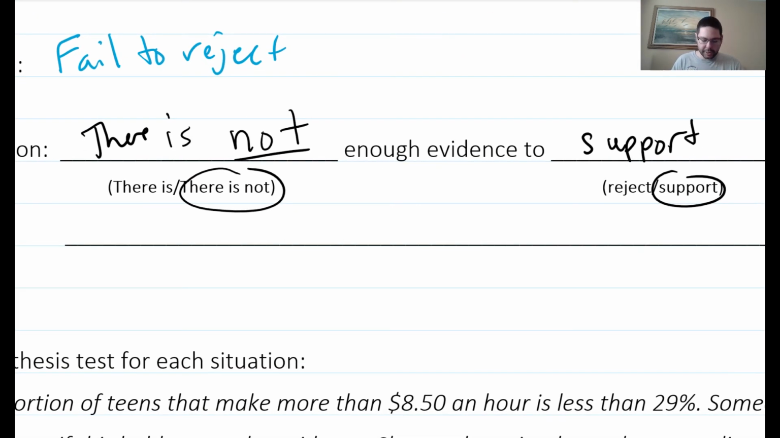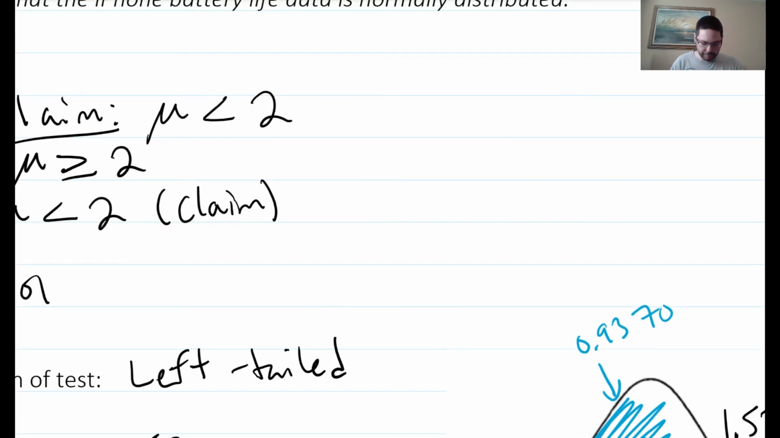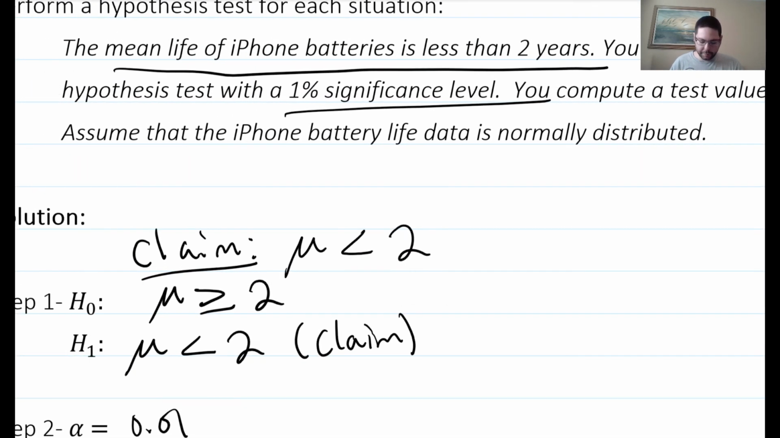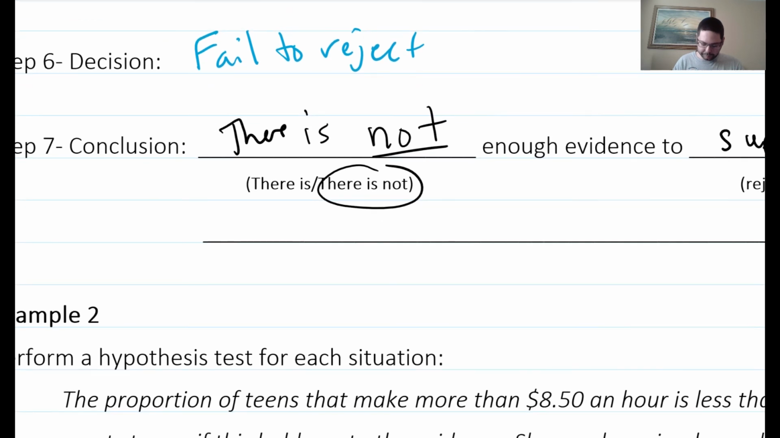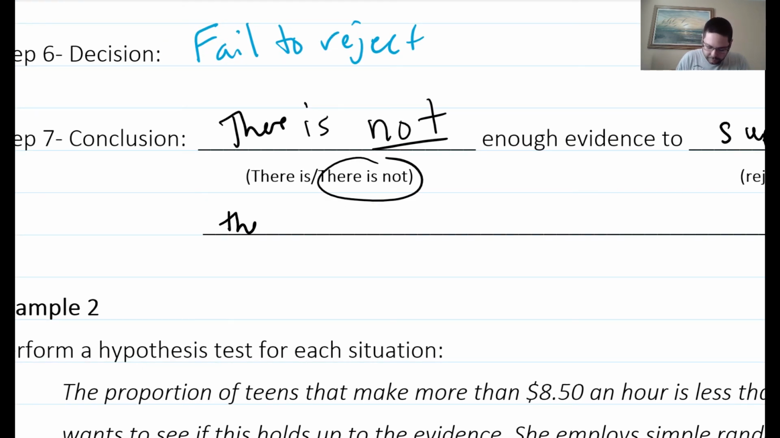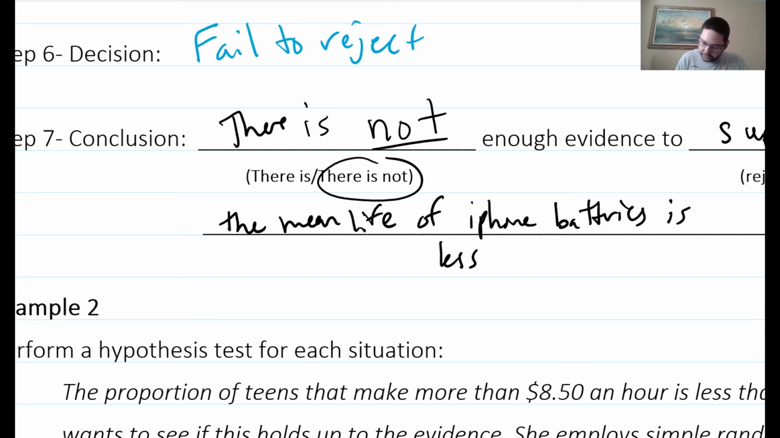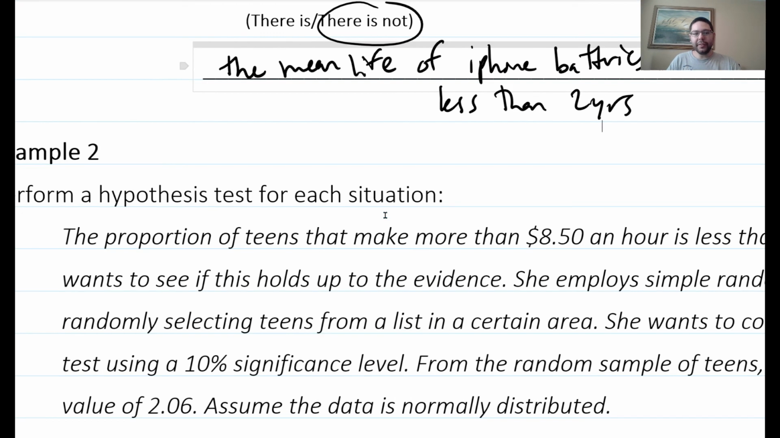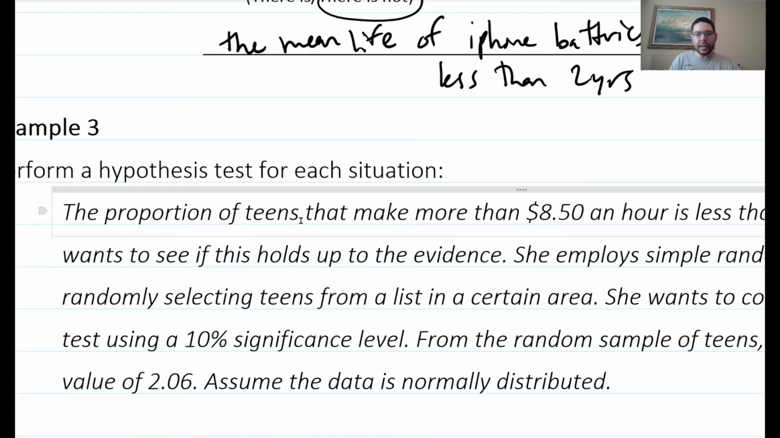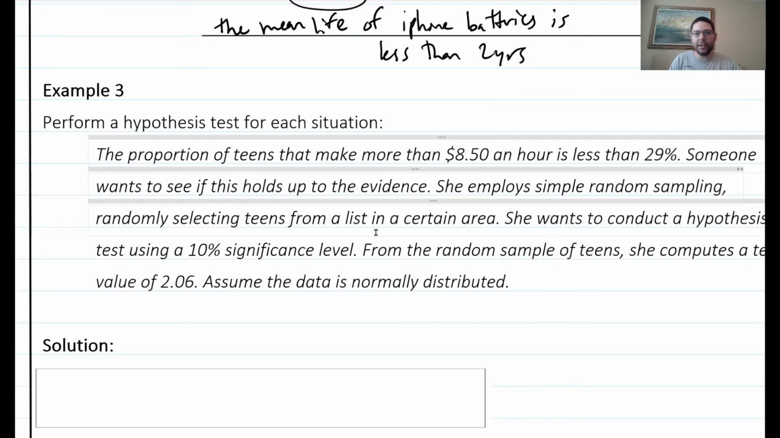To support the claim that, and then what was our claim? Go back to our claim, that the mean life of iPhone batteries is less than 2 years. Okay. All right. So we're going to do one more example. This should be example 3, I guess, not example 2. So we'll do this one real quick and then we'll call it a day.